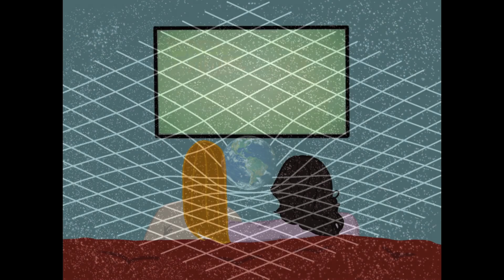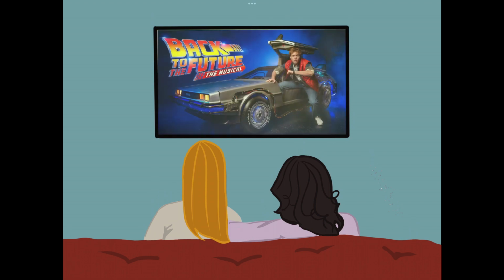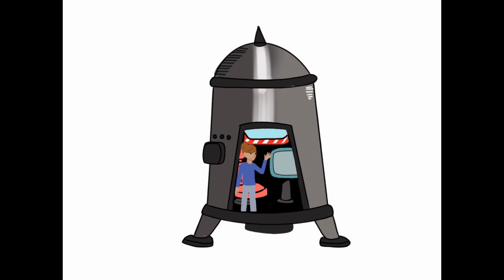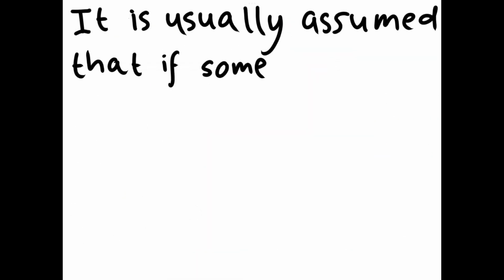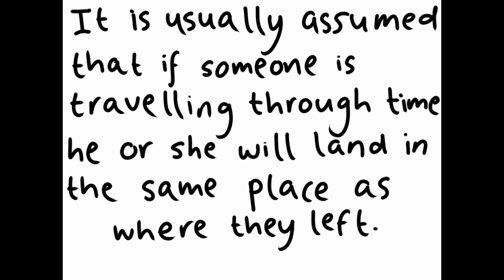There are many reasons why time travel is often portrayed wrong in movies, and many problems we would need to overcome if it did exist. If you have a time machine, you wouldn't just need to move through time, you'd need to move through space as well. It is usually assumed that if someone is traveling through time, he or she will land in the same place as where they left, past or future.